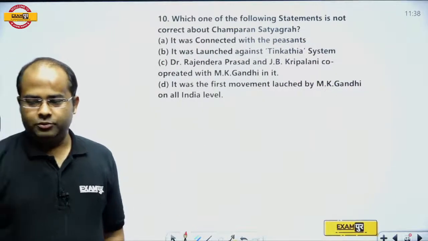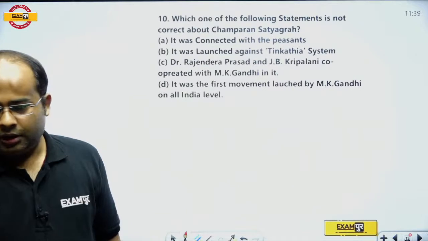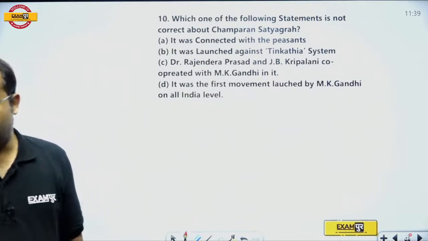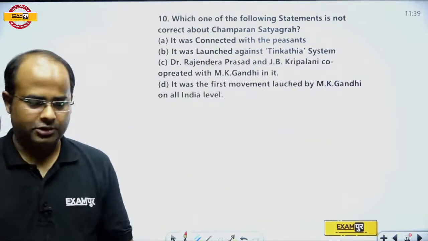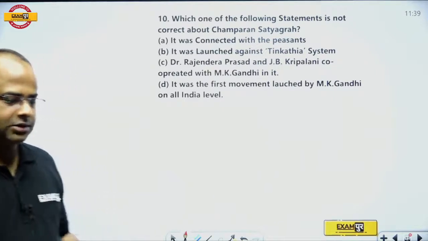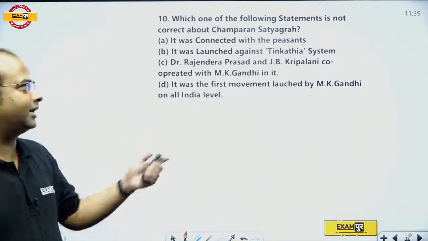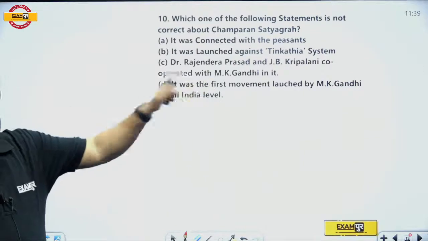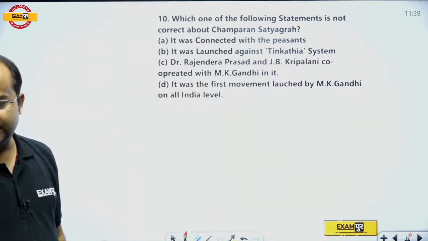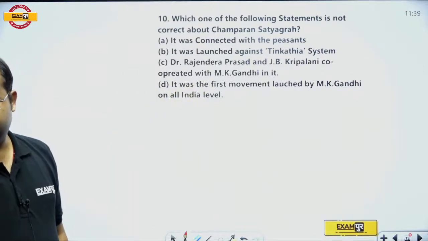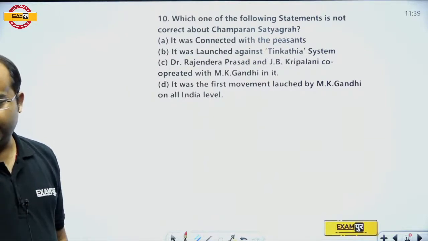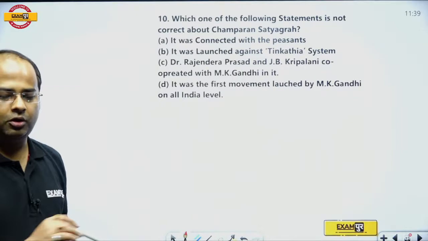Now guys, come to the next question. Which of the following statements is not correct about Champaran Satyagraha? It was connected with the peasants. It was launched against the Tinkatia system. Rajendra Prasad and J.B. Kriplani cooperated with Mahatma Gandhi, and it was the first movement launched by Gandhiji on an all India level.